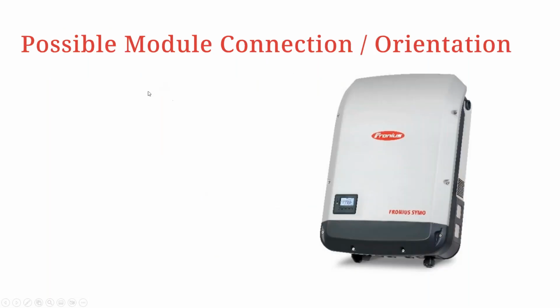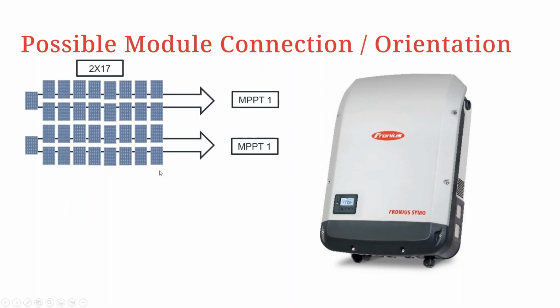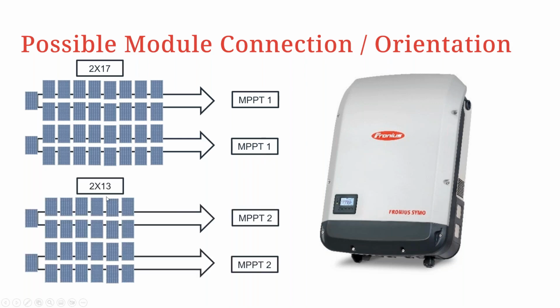Good. So for possible module connection and orientation, it's going to look like this. Referring to the previous selection, we're going to have two strings of 17 modules each. So we have 17 modules here connected to MPPT1, and then another 17 modules connected to the same MPPT1. Of course, different inputs, but all connected to the same MPPT. Continuing, we're going to have two strings of 13 modules each connected to MPPT2.